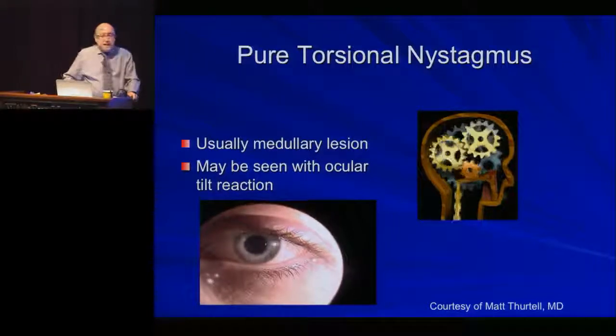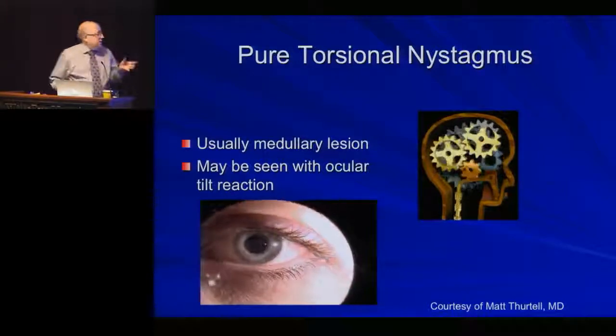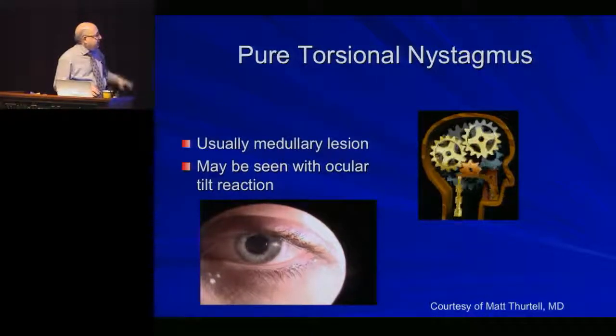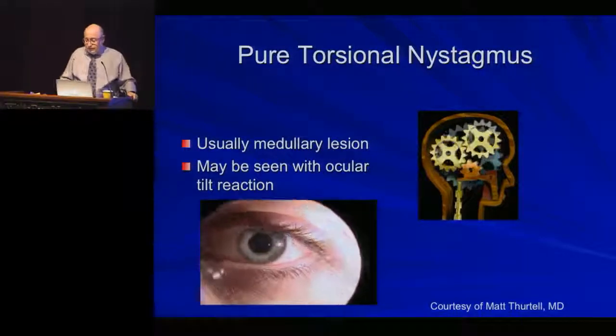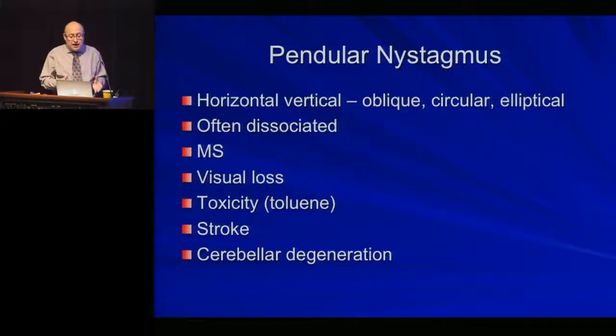Now, all these forms of nystagmus we saw so far are jerk because they have a fast phase. So here you see the fast phase is going towards the right shoulder. But then there are forms of pendular nystagmus. They could be horizontal or vertical or combined. So if they combine, they could be oblique, circular, or elliptical. It's often dissociated, so that one eye is doing something different than the other.